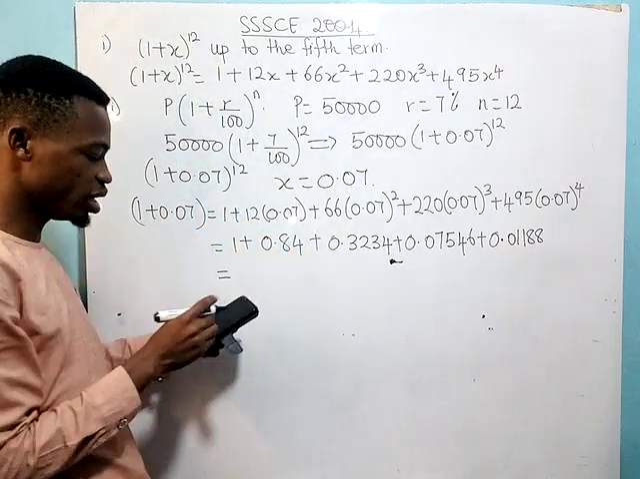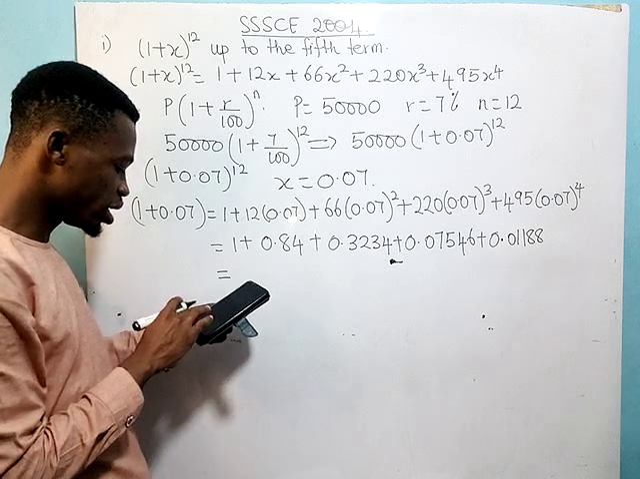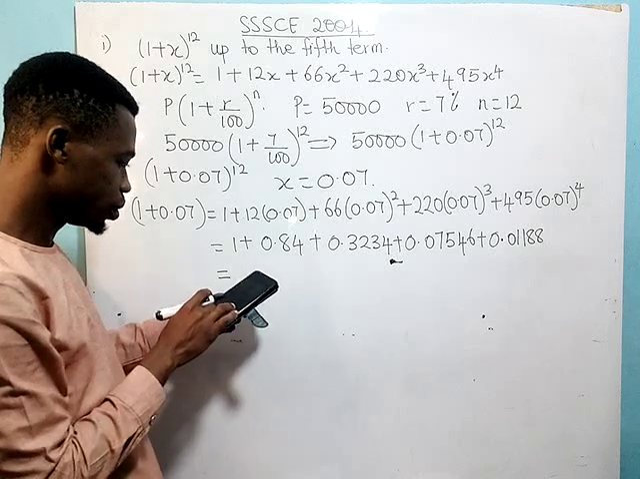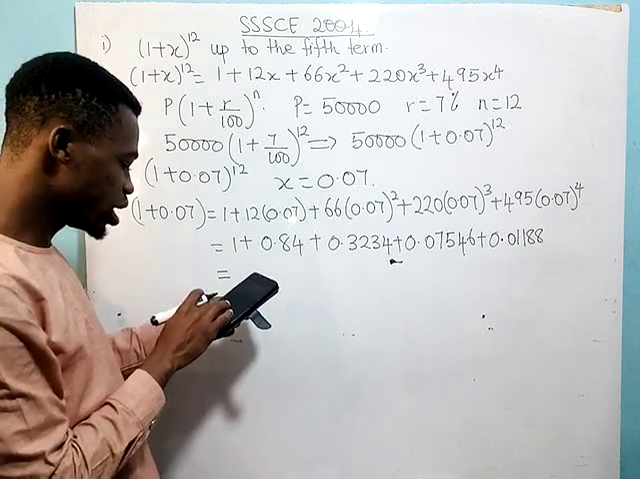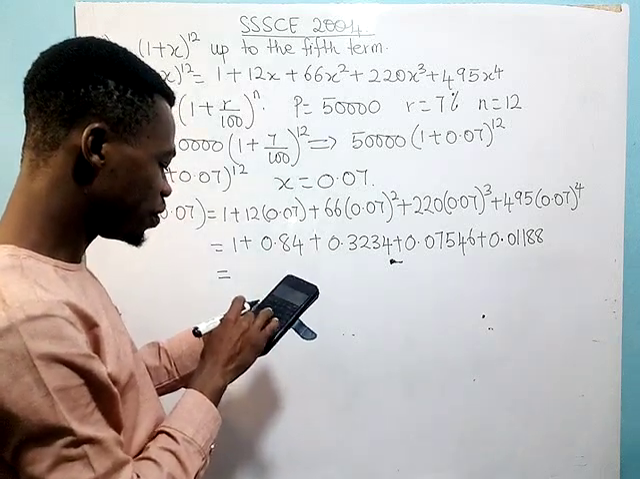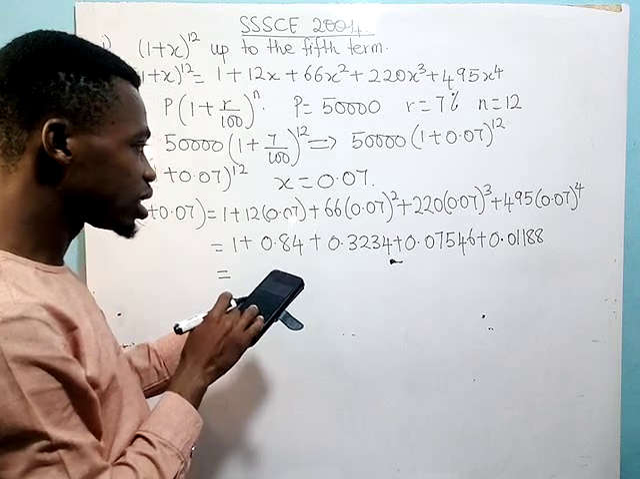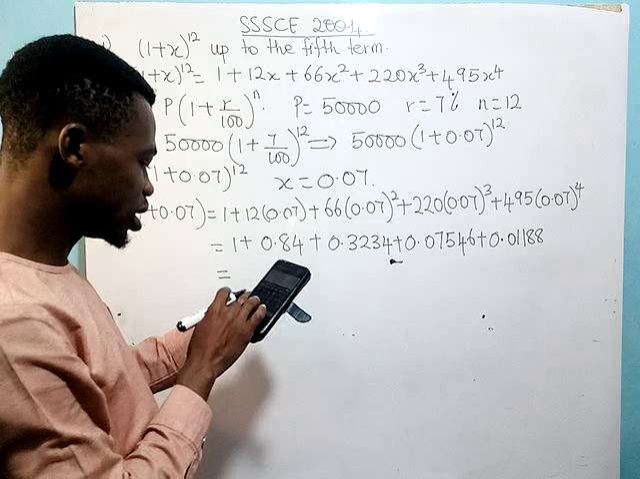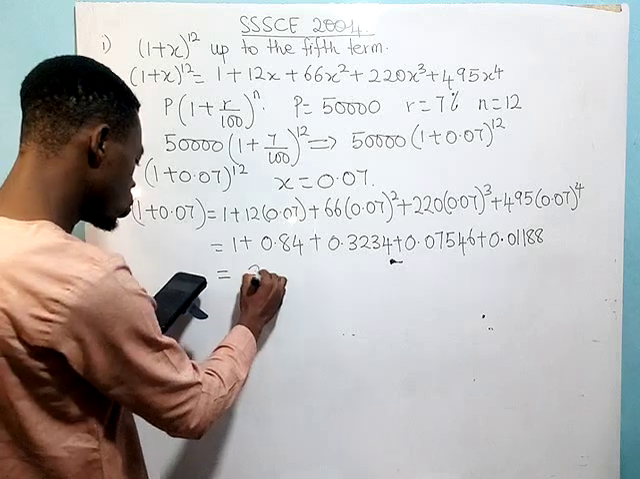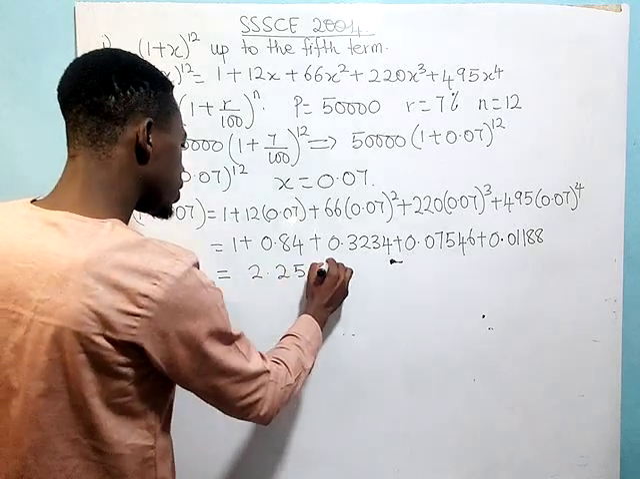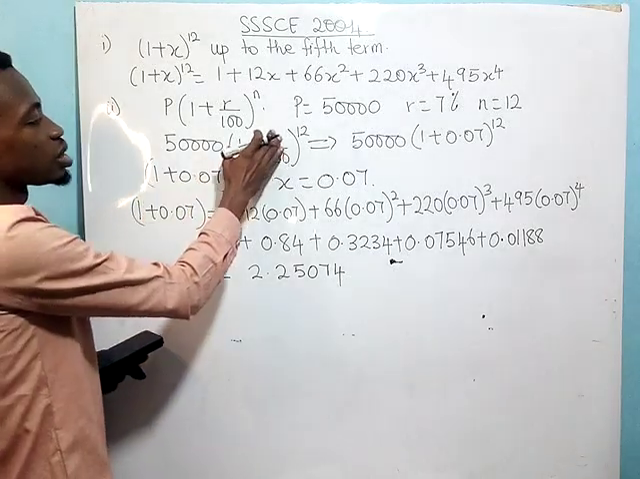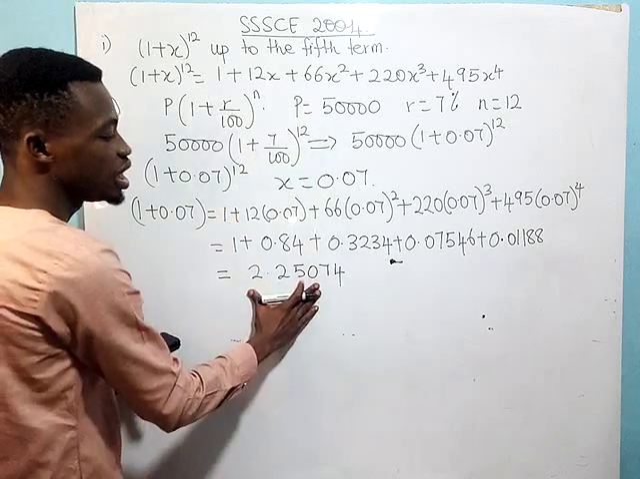So we sum up what we have here. So 1 plus 0.84 plus 0.3234 plus 0.07546 plus 0.01188. So we are going to obtain 2.25074. So now it means that our (1 + 7/100)^12 is giving us this.